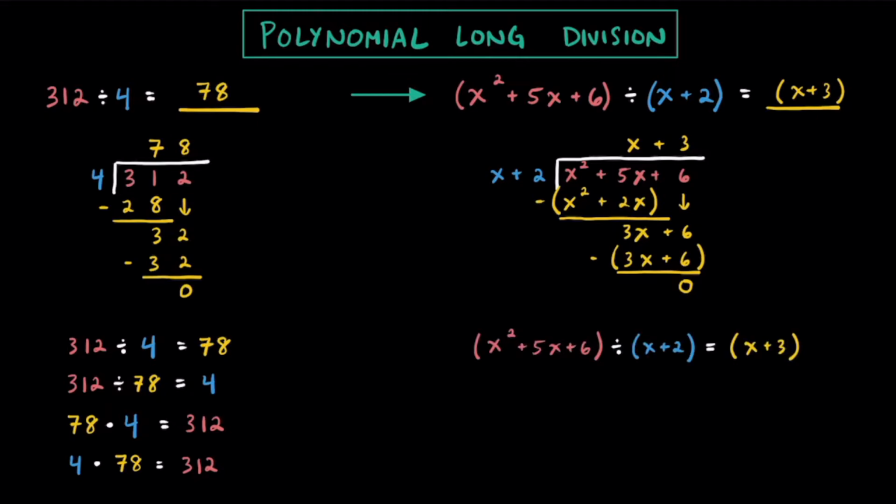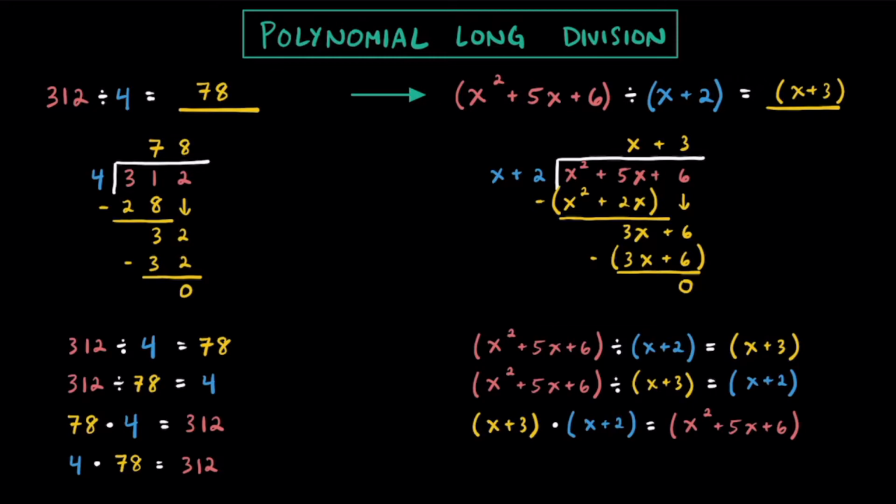If the trinomial x squared plus 5x plus 6 divided by the binomial of x plus 2 is equal to the binomial of x plus 3, then we should be able to say that x squared plus 5x plus 6 divided by x plus 3 is equal to x plus 2, and x plus 3 times x plus 2 is equal to x squared plus 5x plus 6, and x plus 2 times x plus 3 is equal to x squared plus 5x plus 6.